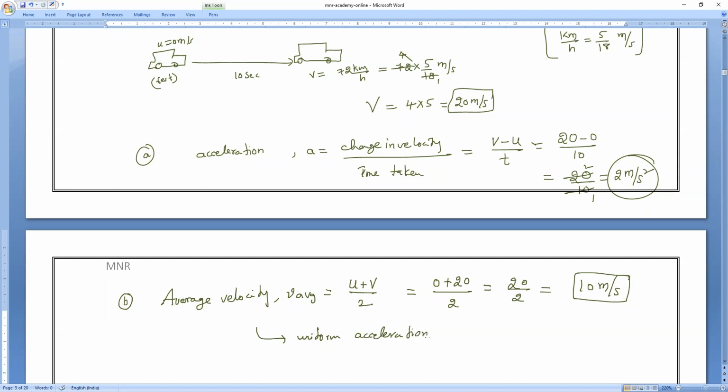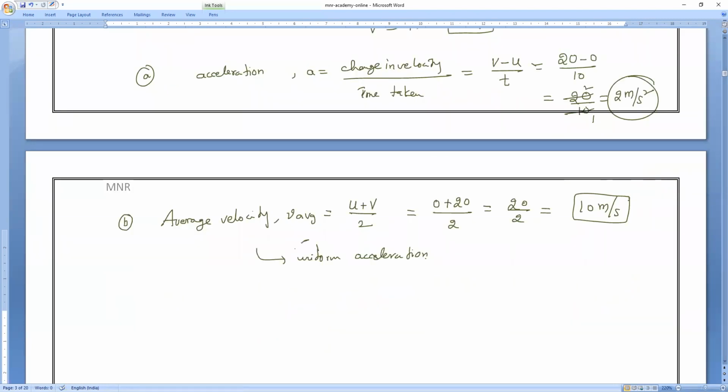Uniform acceleration means what is the V average formula? Initial velocity plus final velocity by 2. Next, distance traveled. Which equation can you use? You know initial velocity, you know final velocity. You can use the second or third equation, your choice. So let us use the third equation.